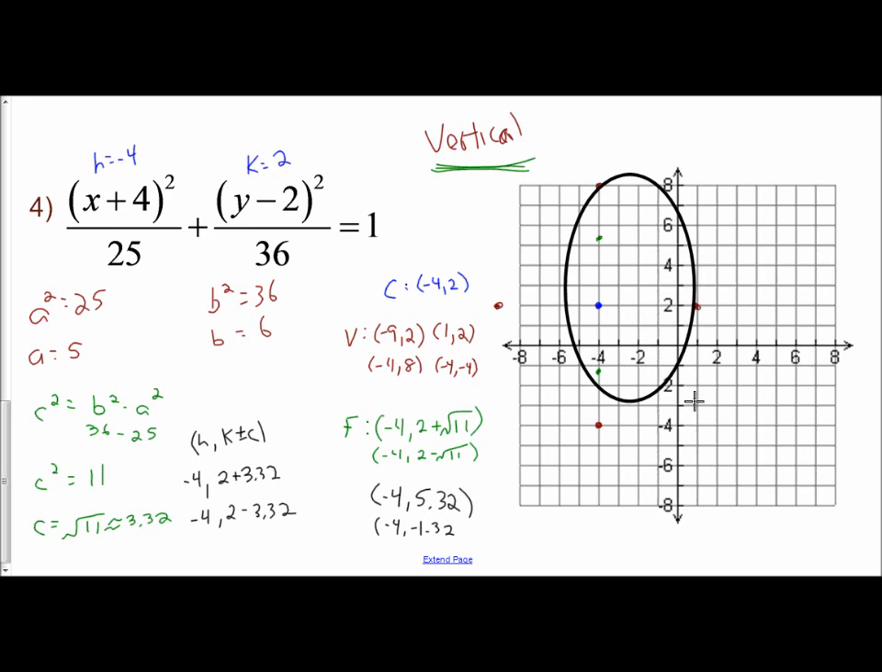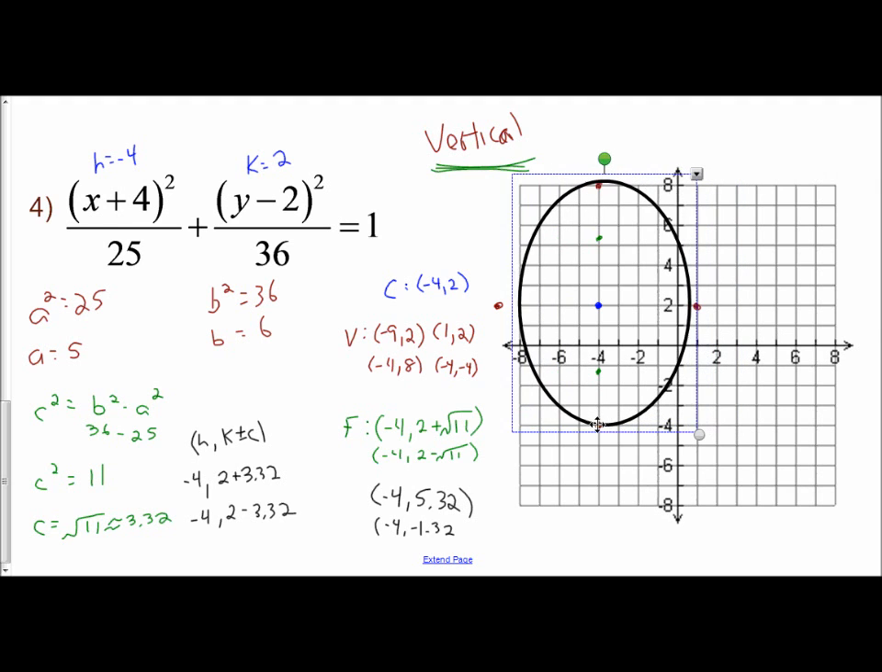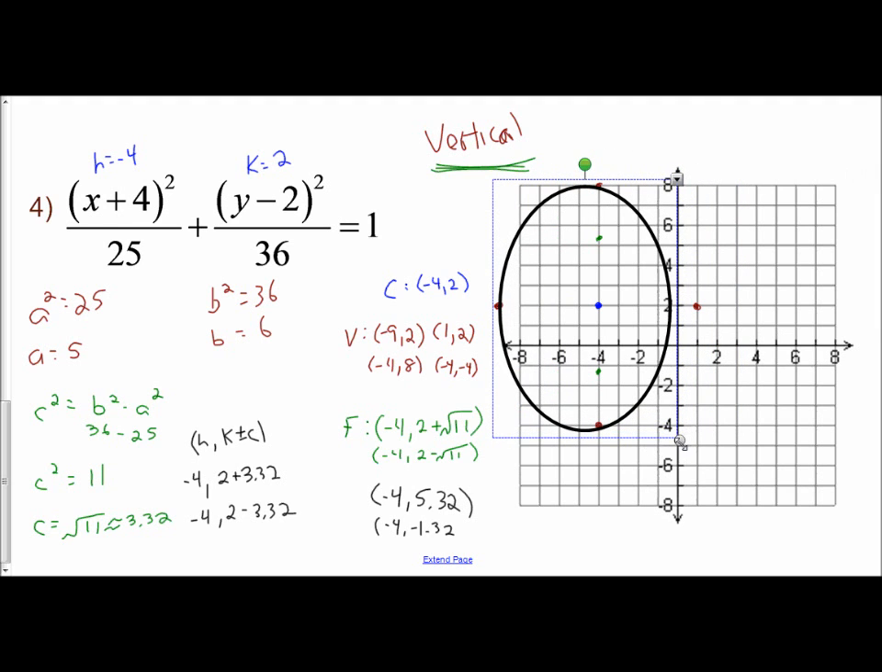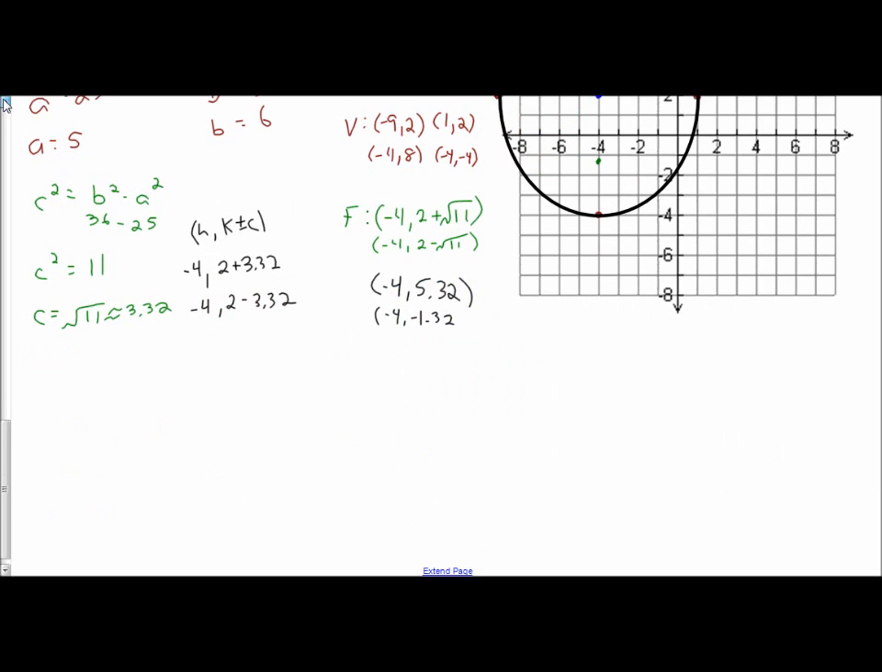And again, I just graph mine with the computer, but you would go from vertex to vertex, connecting with an elliptical shape or a U shape for it. And so there is my ellipse. I still have left finding the length of the major axis and the minor axis.